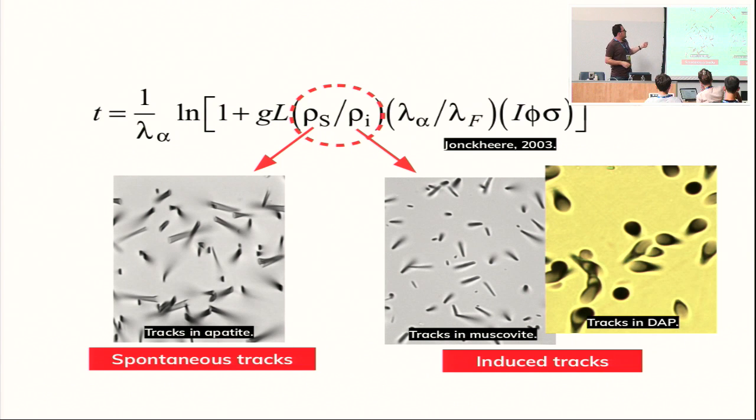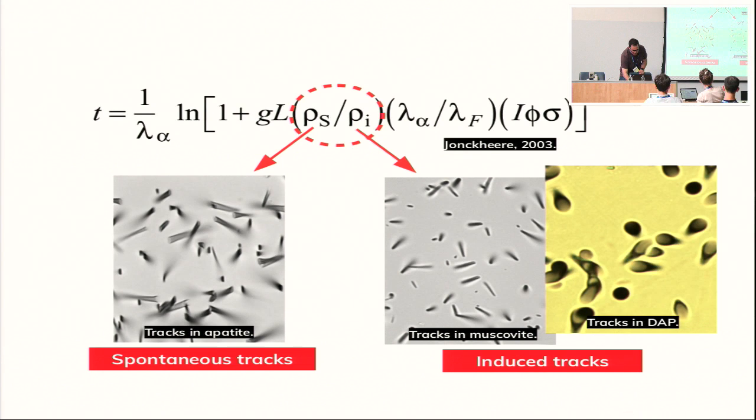Notice that these tracks look really different. You have, for instance, tracks in apatite that you're seeing there. There you have tracks in muscovite, a mineral that's used as a detector, and there are tracks in CR-39, which is another detector, a plastic one. What is the scale? The scale is around microns. Yeah, you have microns there.